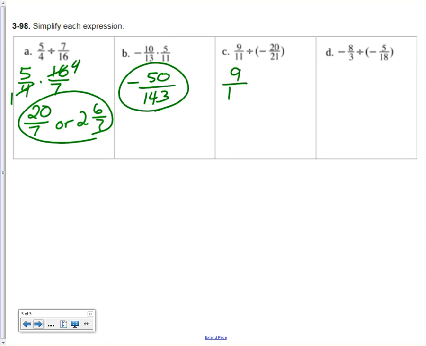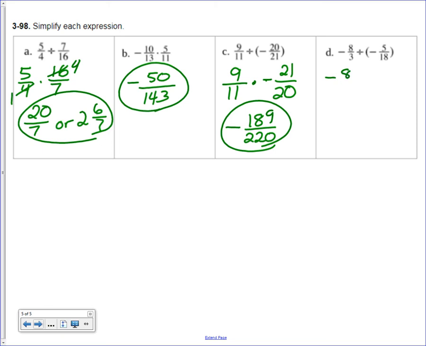For C, I'm going to flip again. So I get 9 over 11 times negative 21 over 20. I can't simplify anything, so I get negative 189 over 220. And then for D, I flip again, so I get negative 8 over 3 times negative 18 over 5. 3 goes into 18 6 times. So I get 48 over 5. It's positive because a negative times a negative. Or 9 3/5.